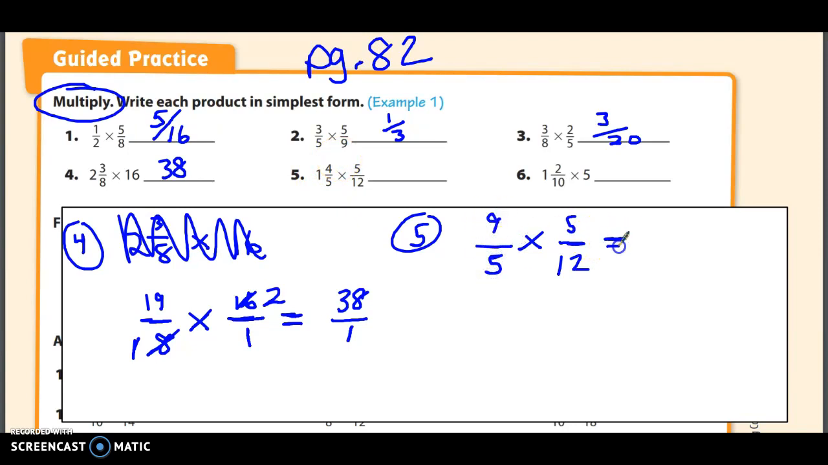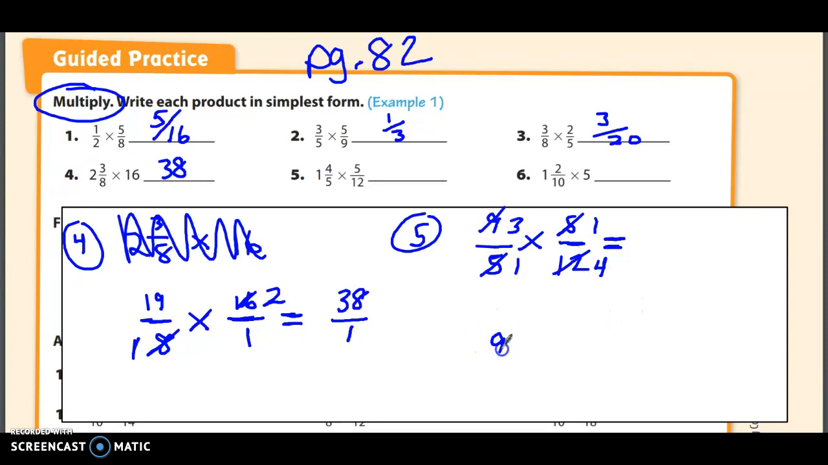Now I can simplify. Check out how easy this is. Some kids really struggle with this, but check out how easy this is. 5 and 5 share a factor of 5. 5 divided by 5 is 1. 5 divided by 5 is 1. 9 and 12 share a factor of 3. 9 divided by 3 is 3. 12 divided by 3 is 4.